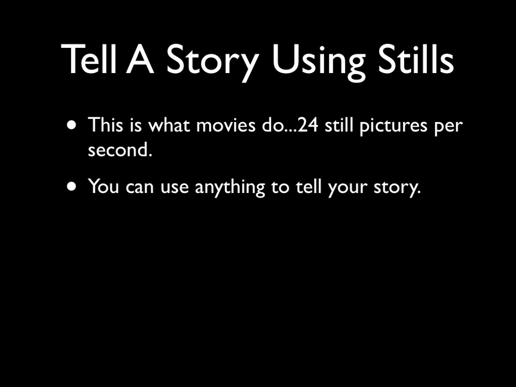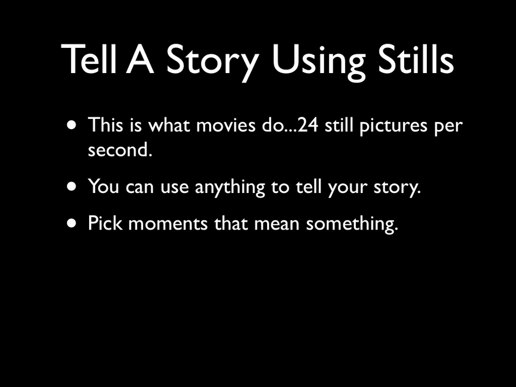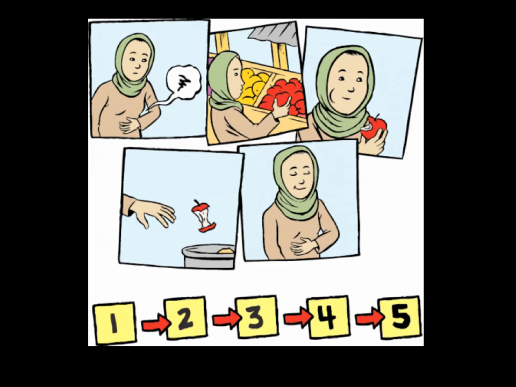You can use anything to tell your story, or you can pick moments that mean something, or a slice of life. This is a storyboard that gives you an idea of how pictures work. I had trouble finding them. There is on Flickr a whole bunch of them, but I couldn't pull them over. They're protected by Flickr. But anyway, you've got the little girl who's hungry. She gets an apple, eats it, throws it away, and now she feels full. That's telling a story using 5 pictures.